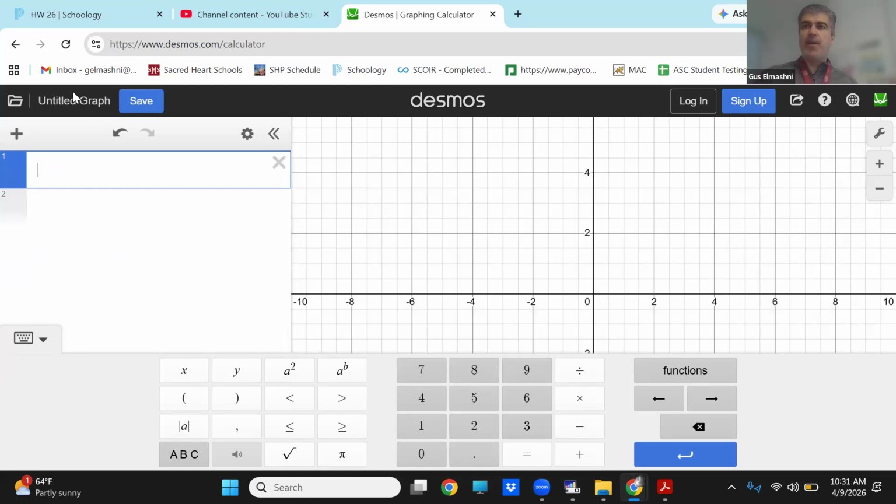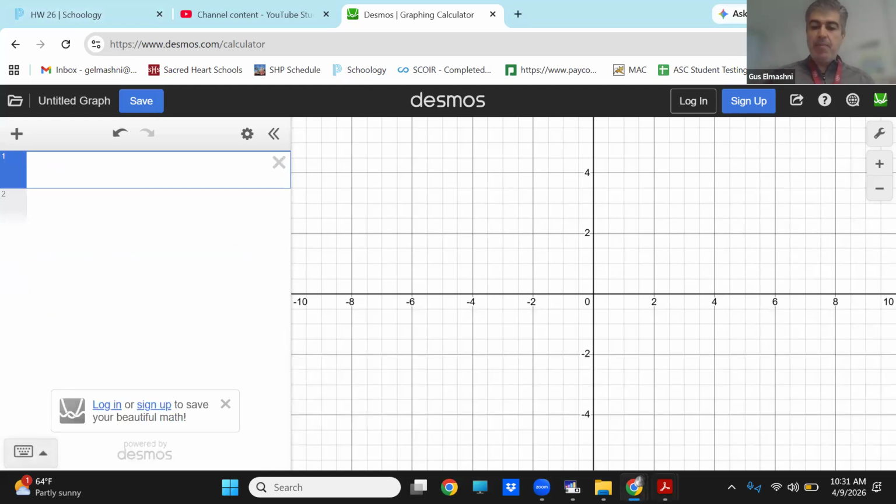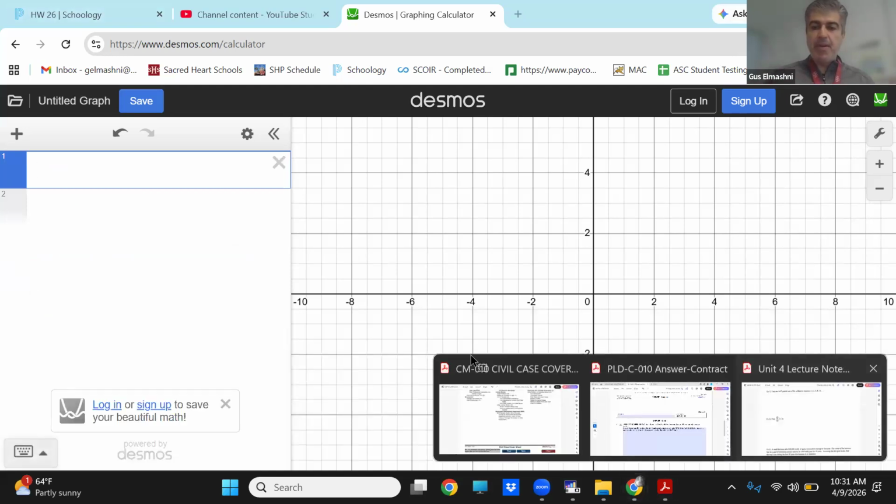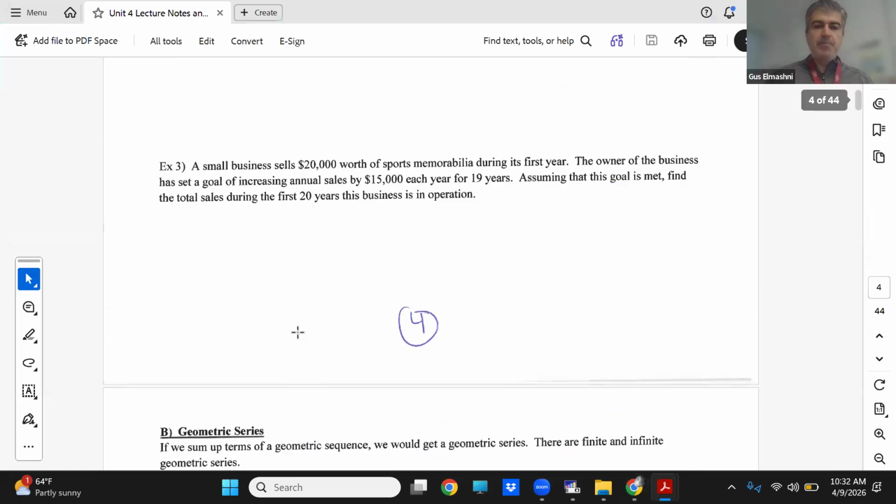I'm not going to do the TI-84 calculator because I think Desmos is better. So we're going to stick with that. All right. So we're good with that one. All right, let's keep moving. All right, next up.